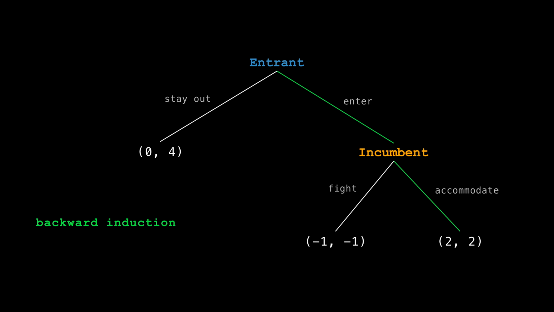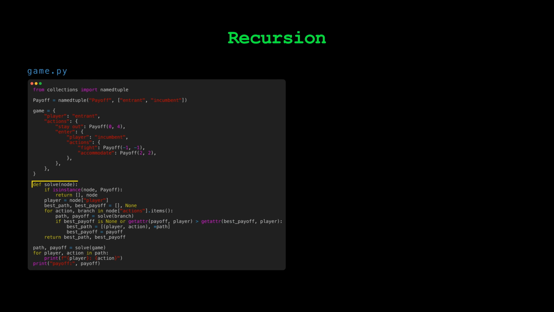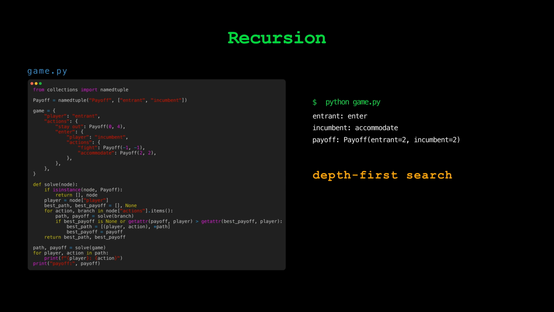The value of a node depends on the values of the nodes beneath it, which depend on the ones beneath them, and so on. A function that solves a node by solving its children is a function that calls itself. This is known as a recursive function. The solution dives to the bottom of each branch before comparing, then carries the best result back up. This traversal is a depth-first search.